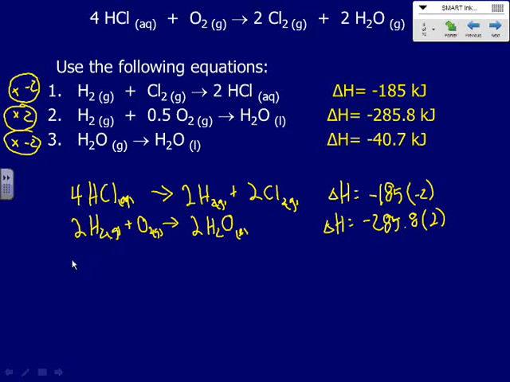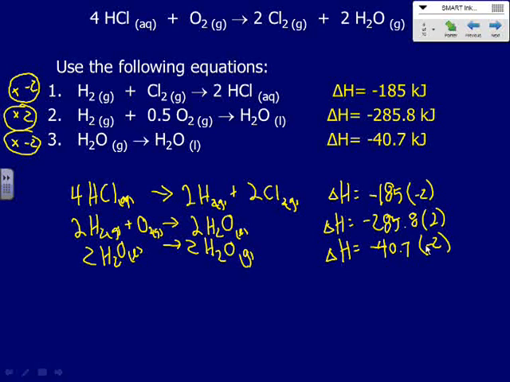Last one, flipping and doubling. So again, let's get my arrow down so I don't screw that up again. H2O liquid, because it's a flip, and I'm doubling it. And H2O gas on the other side. Delta H, because I've doubled that reaction, I need to double it, -40.7. And I flipped it, so it's a -2.